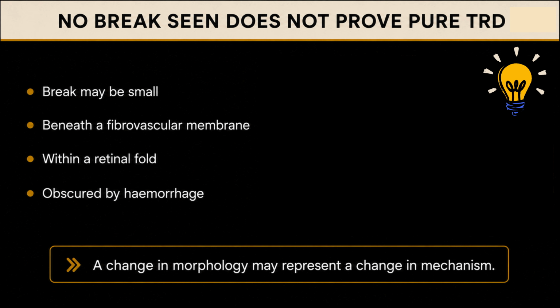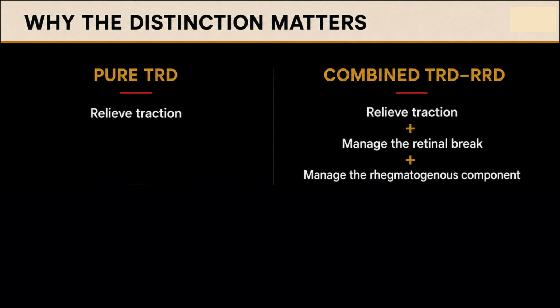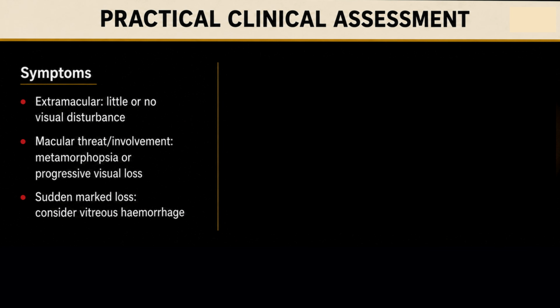A change in morphology may represent a change in mechanism. And this distinction is important because the surgical problem has now changed. Traction must still be relieved, but the retinal break and the associated rhegmatogenous component must also be managed. So the high yield message here is that when the detachment becomes too extensive, too convex, or too mobile to be explained by the visible traction, actively suspect combined TRD or a rhegmatogenous retinal detachment.